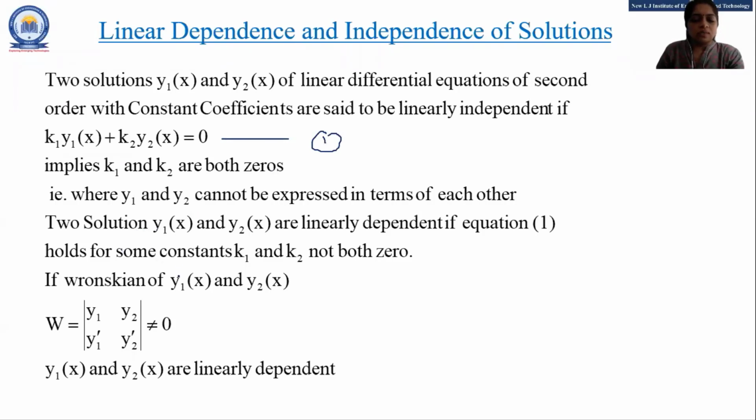Now, if the Wronskian of y1(x) and y2(x) is not equal to 0, then y1(x) and y2(x) are linearly dependent. Students, I think you all already know from your school days: y1 and the derivative of y1 is y1 dash, and y2, and this one is y2 dash. You have to just solve your determinant. If your determinant is not equal to 0, your both solutions are linearly dependent. If your determinant is equal to 0, then your both solutions are linearly independent.